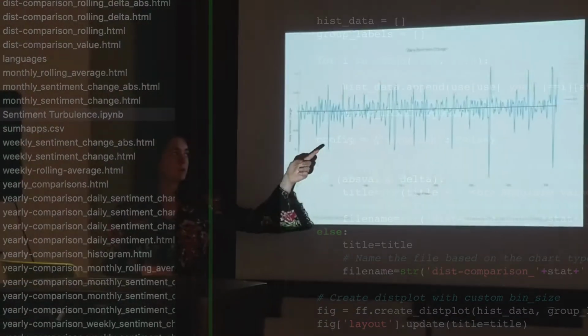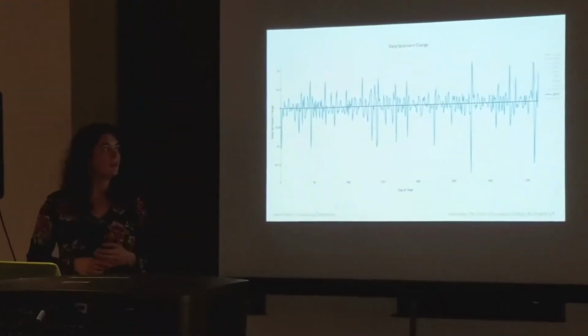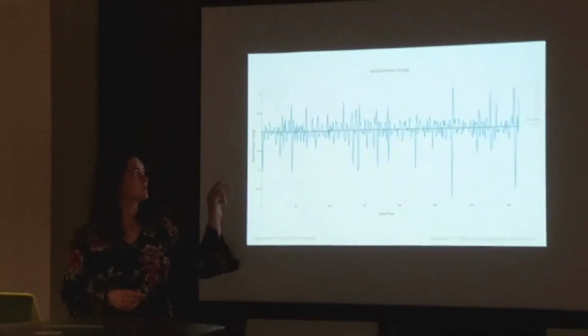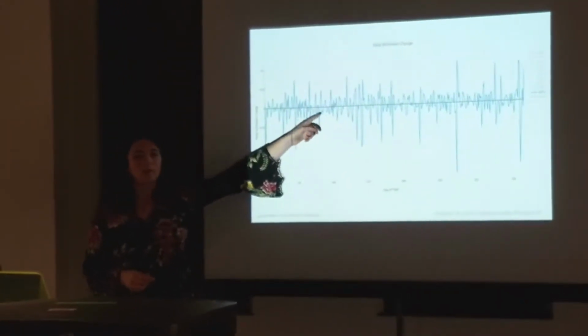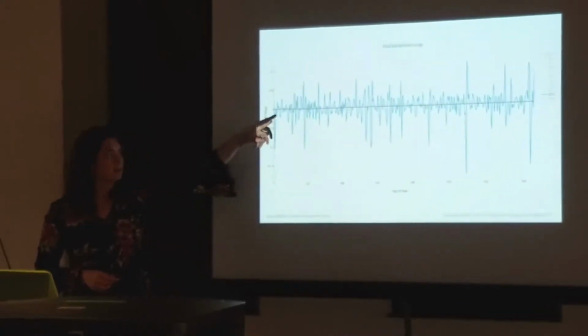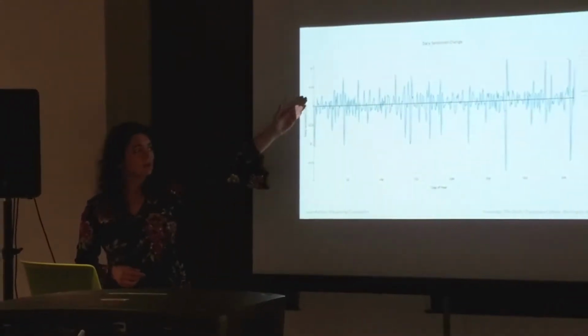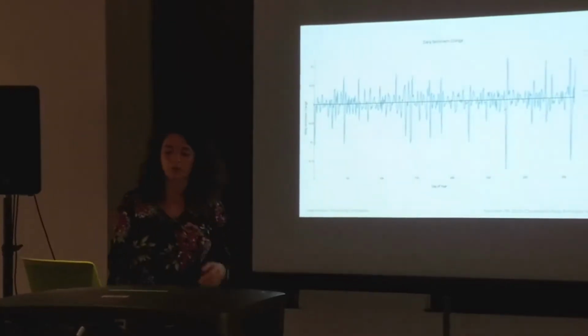This one is just filtered to show only 2017, but all of these are interactive, so you can actually scroll over them and look at a specific day and see what was the date, what was the sentiment, and how does it compare to the other years, and you can turn on and off different years to compare individual ones.